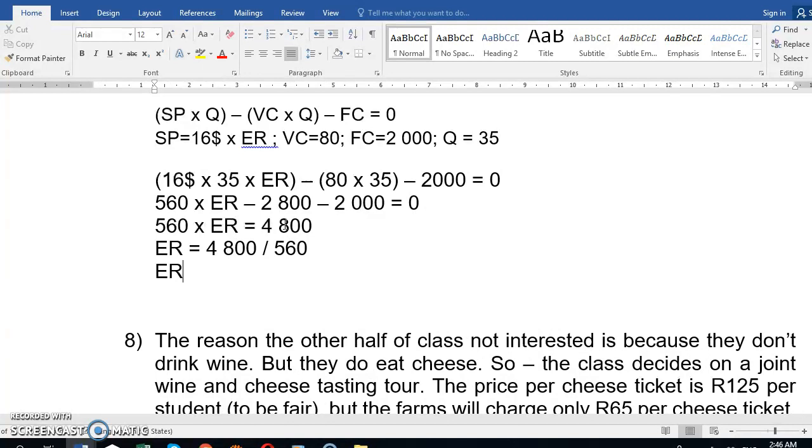If you work that out, the exchange rate needs to be 8 rand 57 to the US dollar in order to break even. So can you see, even though there was an exchange rate there, all that happened was the exchange rate is linked to the selling price, and so now the exchange rate is unknown, and once we know that the exchange rate is linked to the selling price, we fill in everything else we have and we just solve for the exchange rate.